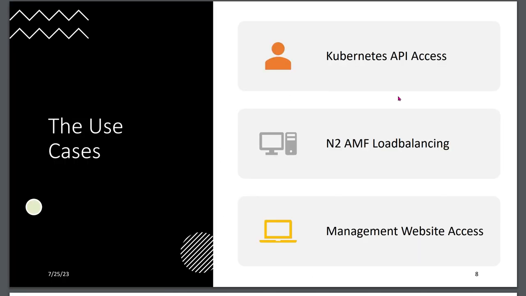So basically the summary is I have three use cases. First, I need to make sure Kubernetes API access stays alive even if a node dies. Second, I need to make sure the N2 AMF load balancing is alive. And third, I need to make sure the management website access is alive. Three use cases, but they're pretty much the same thing. They're all just endpoints, services, load balancers that need to stay alive even if one of the Kubernetes nodes dies.